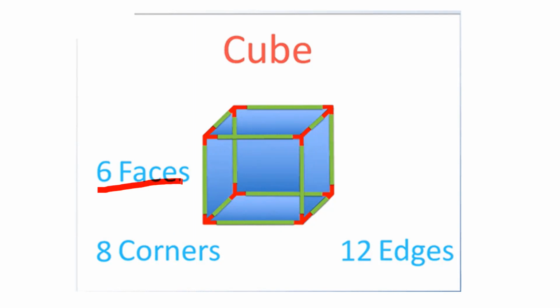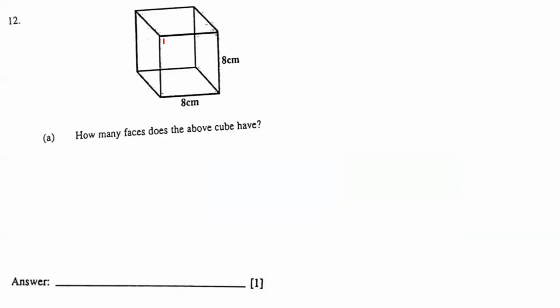So we know that the cube has 6 faces. Let's identify the different faces of this cube. Let's consider the first one. The first face is this one, the one on this side, the one in the front. And then we also have the one in the back. So there's two, one in the front, one in the back. That's 2 faces already.